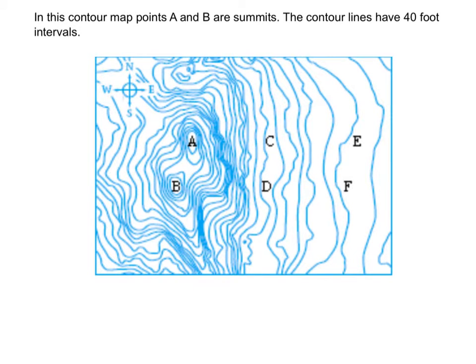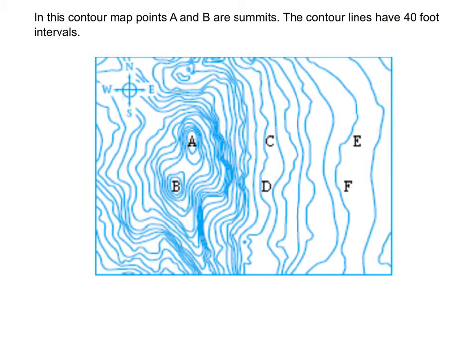Here's another problem. In this contour map, points A here and B here are summits, so they're peaks. The contour lines have 40-foot intervals. That is to say, if you move from one contour line to another, you've increased in height by 40 feet.